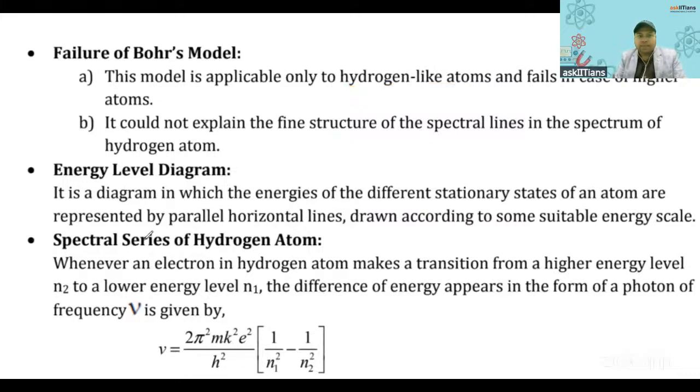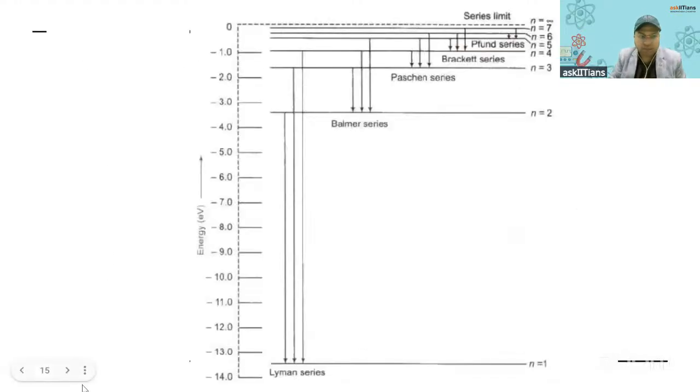Okay. Then the energy level diagram is important. Spectral series of hydrogen atom is important. That what happens when an electron makes a transition from a higher energy level to a lower energy level, right? So this is the formula which we get, right? If we want to know the frequency of the radiation emitted, right? So that we must be knowing. So you see this diagram is important, right? So what do you understand by this diagram? Can you tell me?